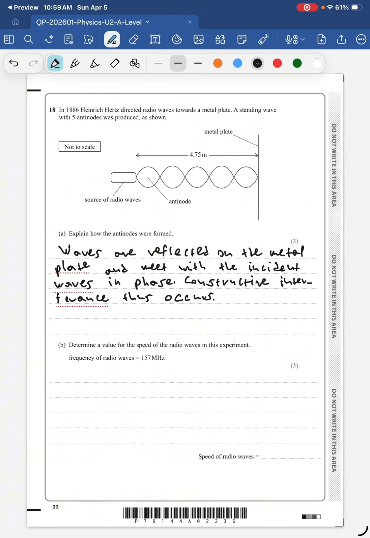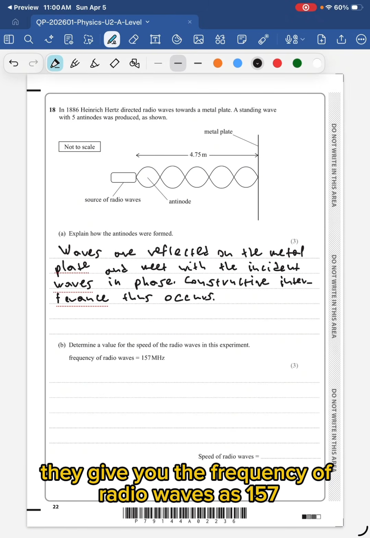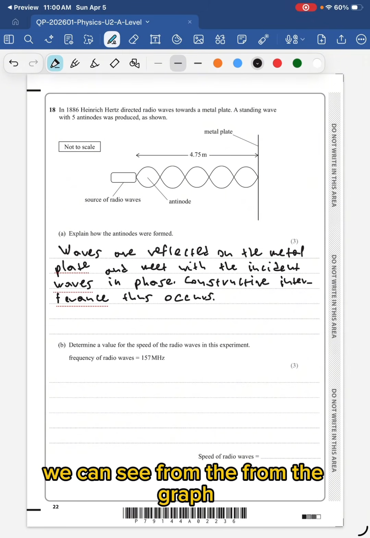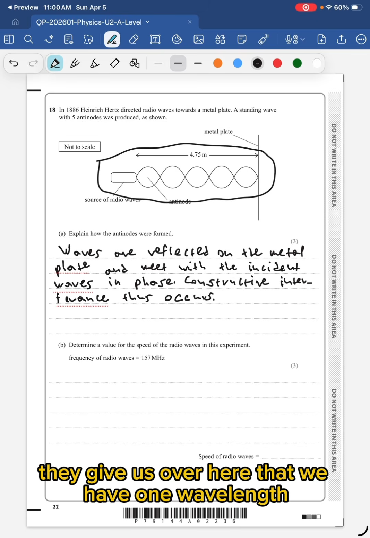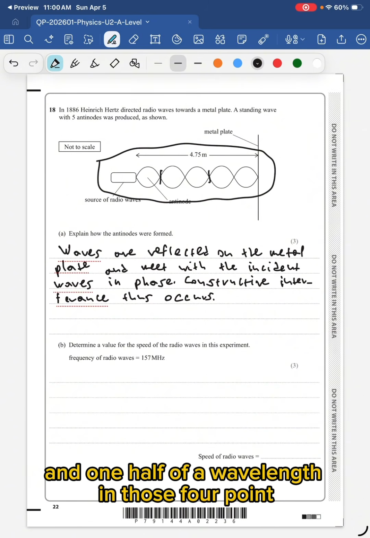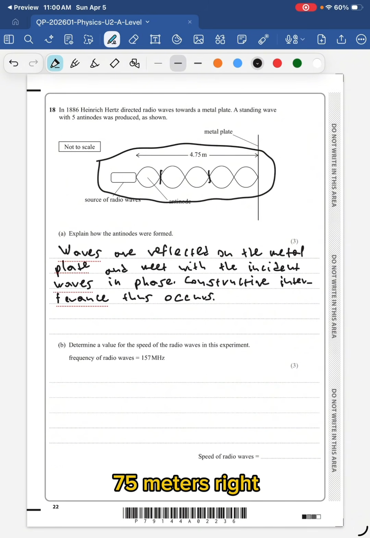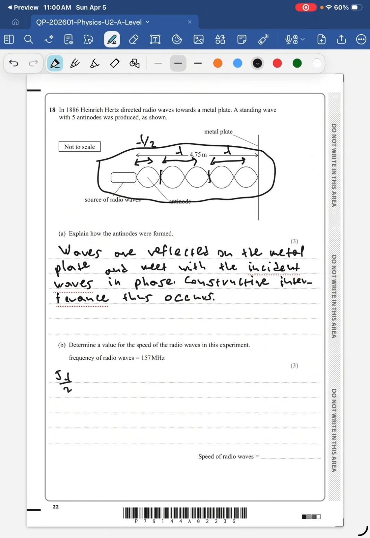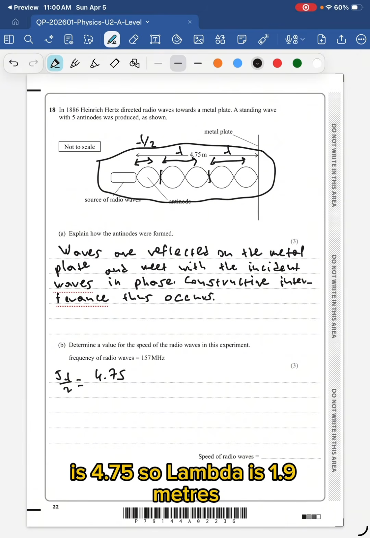Okay, part B, determine a value for the speed of the radio waves in this experiment. They give you the frequency of radio waves as 157 megahertz. Okay, we can see from the sketch they give us over here that we have one wavelength, two wavelengths, and one half of a wavelength in those 4.75 meters, right? So that's 1 lambda, 2 lambdas, and lambda over 2. So 5 lambda over 2 is 4.75. So lambda is 1.9 meters.